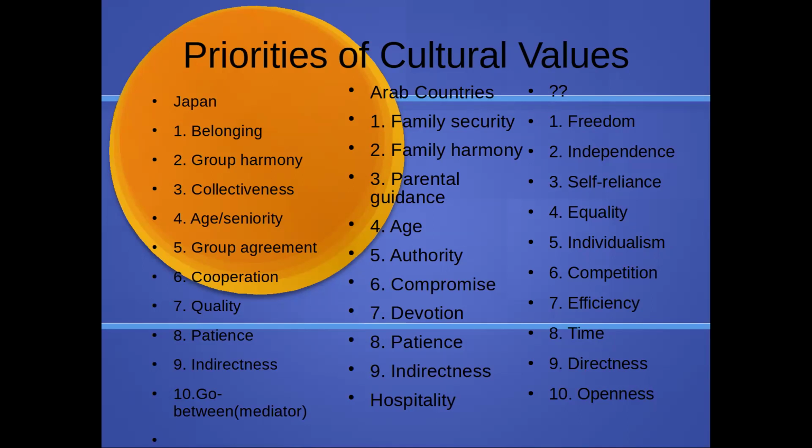Like that, in Arab countries you could see family security, family harmony, parental guidance, age, authority, compromise, devotion, patience, indirectness, and hospitality. These are the values of the Arab countries. Actually, the last one is for the USA: freedom, independence, self-reliance, equality, individualism, competition, efficiency, time, directness, and openness.